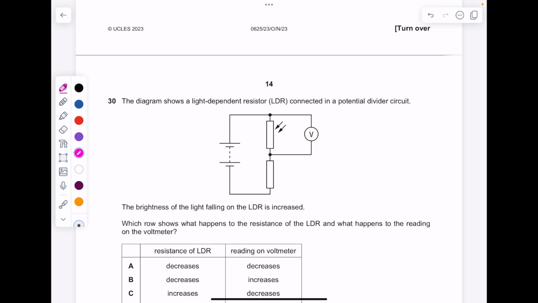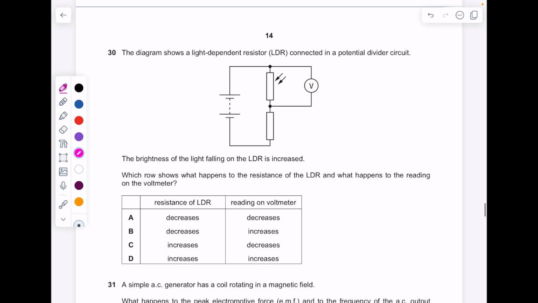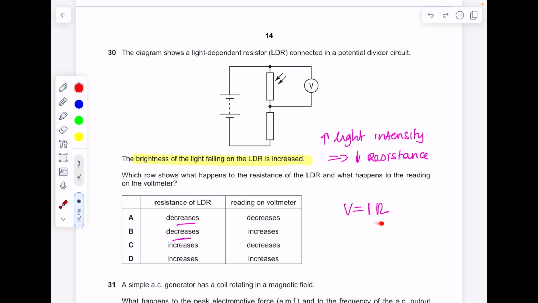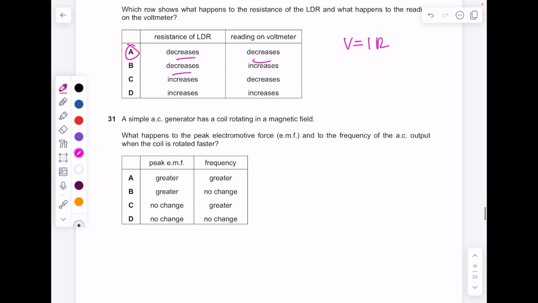The diagram shows the light-dependent resistor LDR connected to a potential divider circuit. The brightness of the light falling on the LDR is increased. Because you've got increased light intensity, that decreases the resistance of the LDR. Which row shows what happens to the resistance of the LDR and what happens to the reading on the voltmeter? Now, because you've decreased your resistance, clearly the reading on the voltmeter will also decrease. The answer is A.